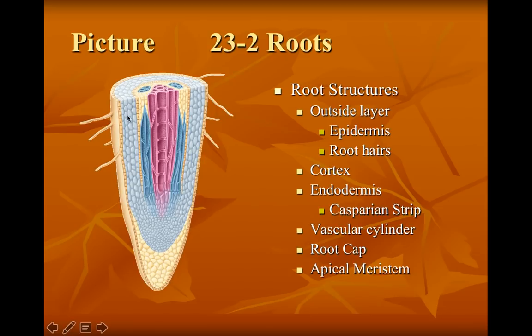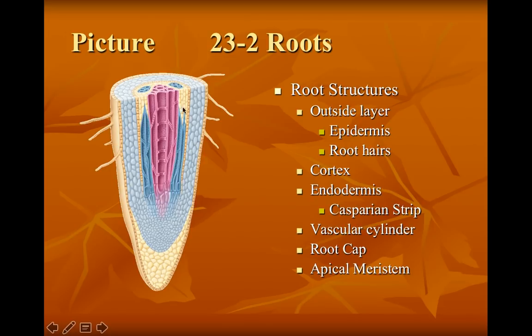Then you have what you see in light blue here. That's the cortex, which is a type of ground tissue. Then you have the endodermis, which we'll talk about a little bit later on. It has a lot to do with the root being able to take in water as effectively as it does. That endodermis has a unique characteristic, something called a Casparian strip. There isn't really a place to label it on here, though I would lump it in with this endodermis, this other beige layer. The Casparian strip is found there.